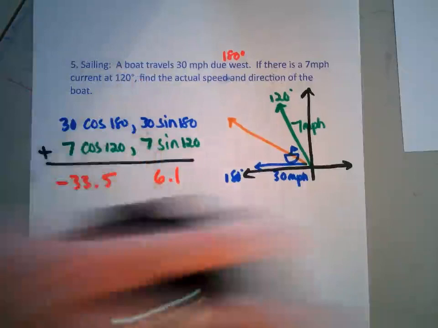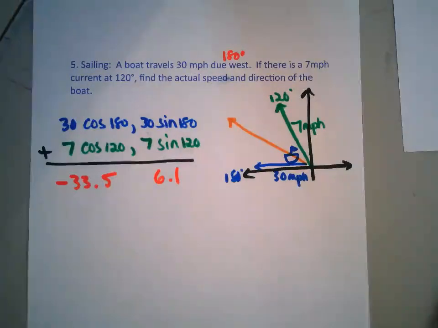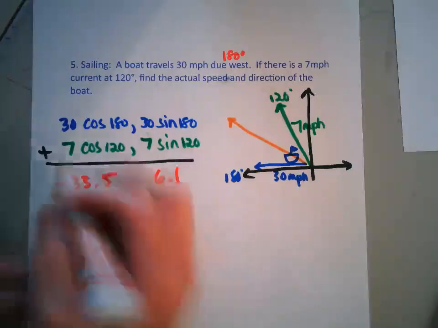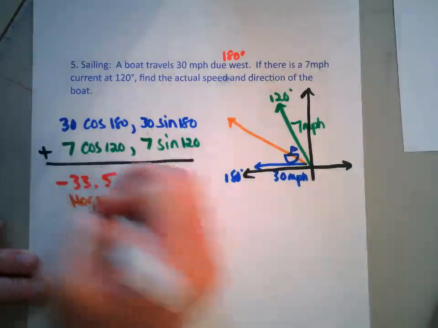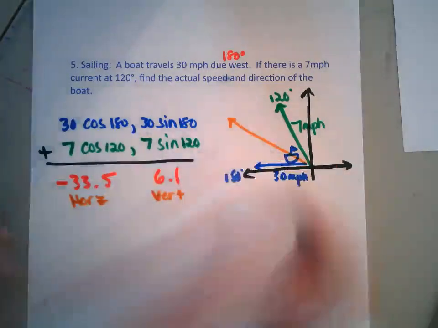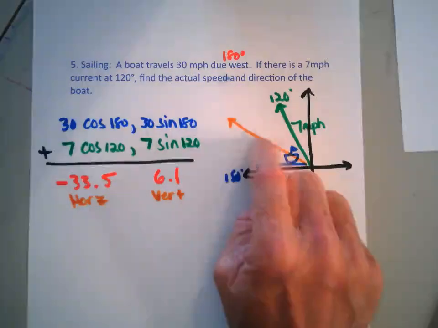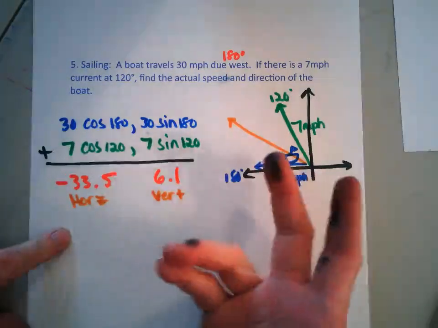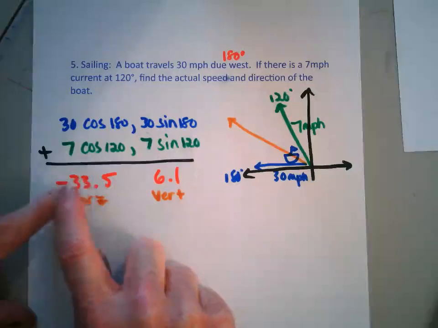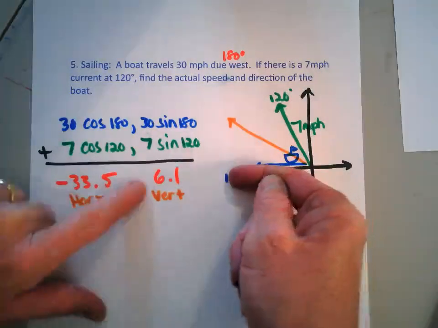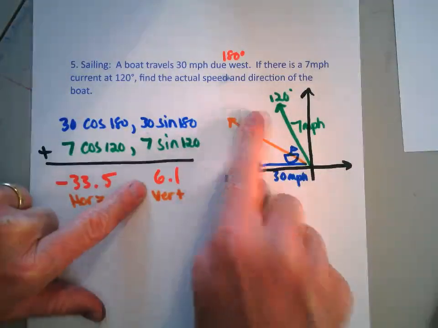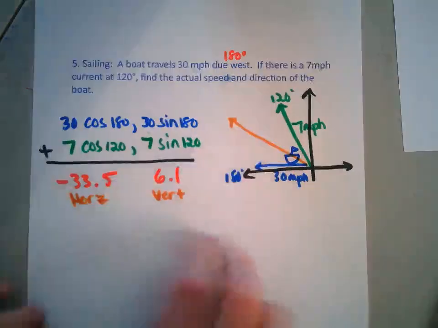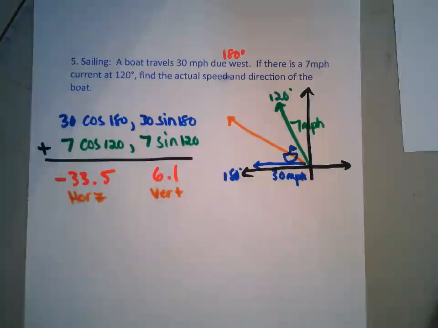So now, the horizontal and the vertical components of this orange vector are doing exactly what they're supposed to do: negative, which is going left, and then positive, which is going up. And that gets us to this orange vector right here. So that's good stuff right there.